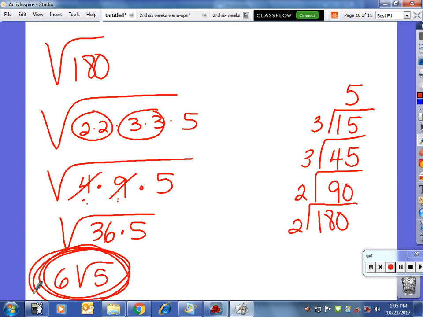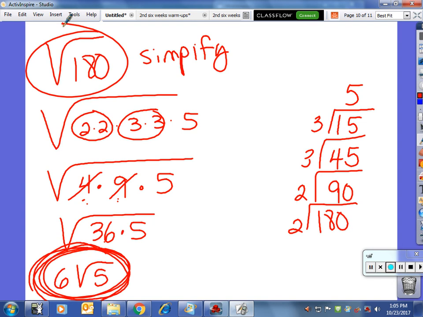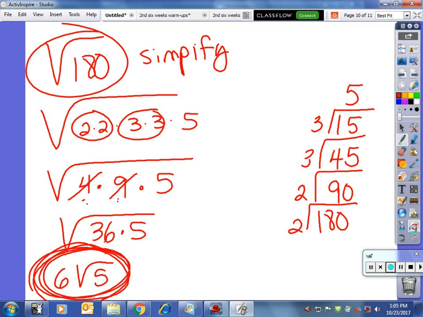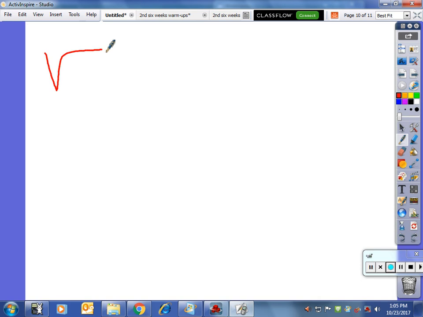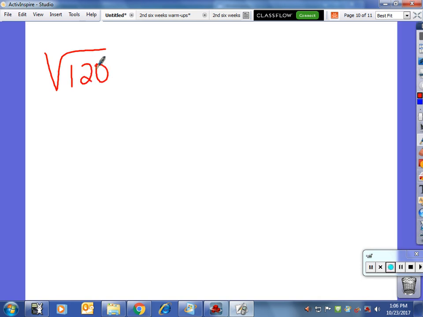The directions are just to simplify. You're not telling me what the square root of 180 is. You would need a calculator to do that. What we are doing is rewriting this in a different way. We're rewriting it in a way that's exactly the same amount as it. But we want to pull out all the perfect square factors that we can. All right, you try this one, please. Square root of 120. Simplify that.